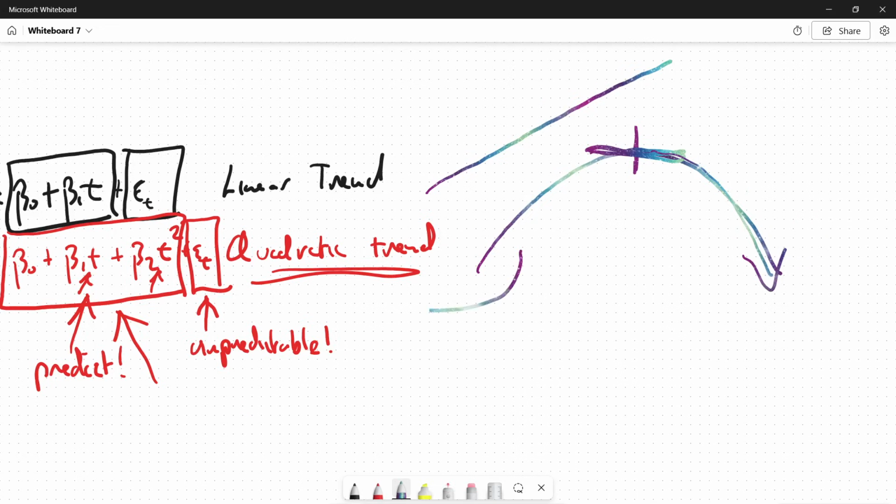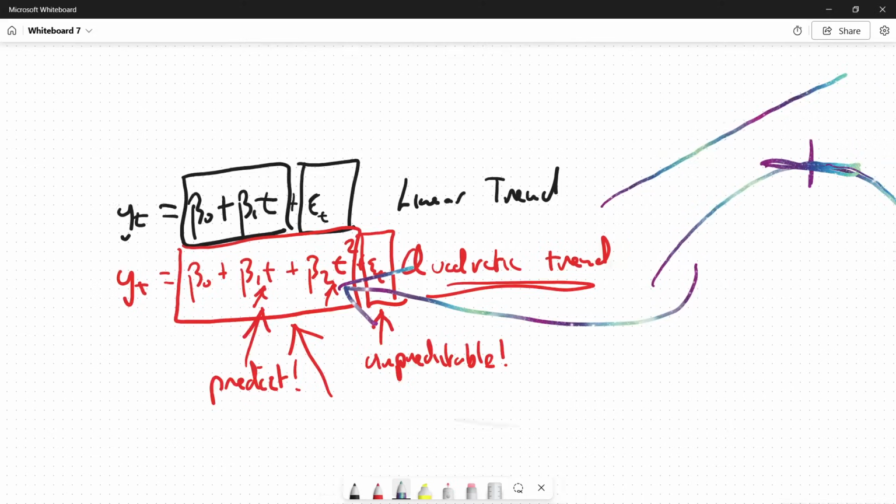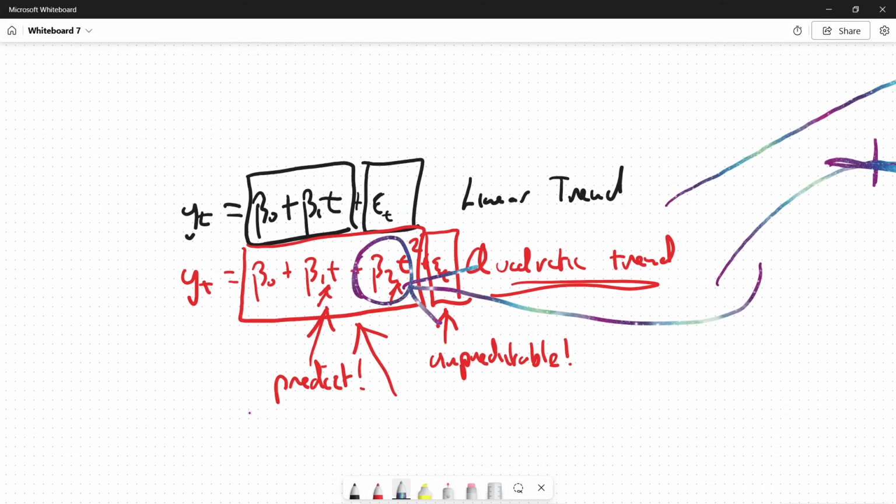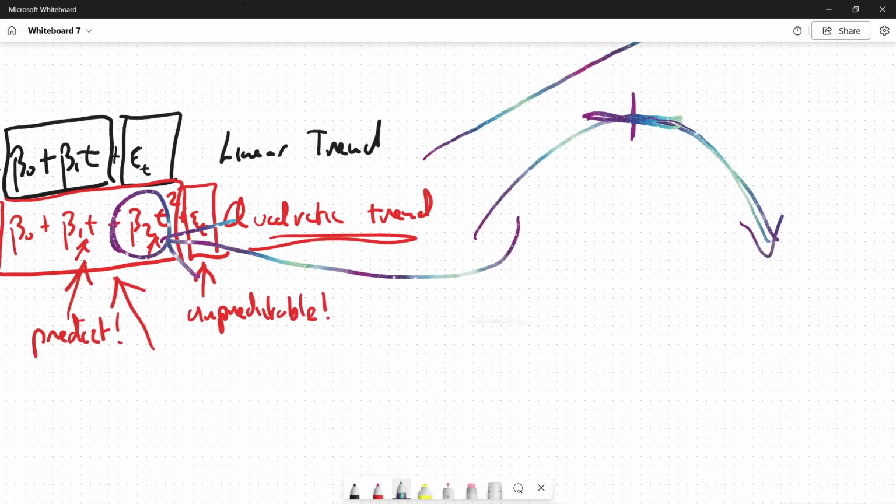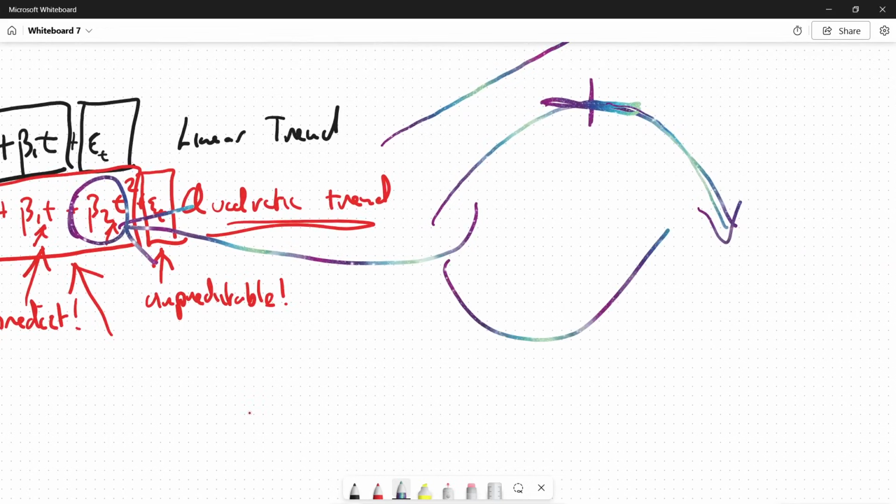The pro tip we immediately point to is right over here, beta 2. If beta 2 is positive, then I have an upward, convex parabola, concave up. If beta 2 is negative, then I have the sad face parabola. So, okay. The point is there's going to be this inflection point where it changes direction.